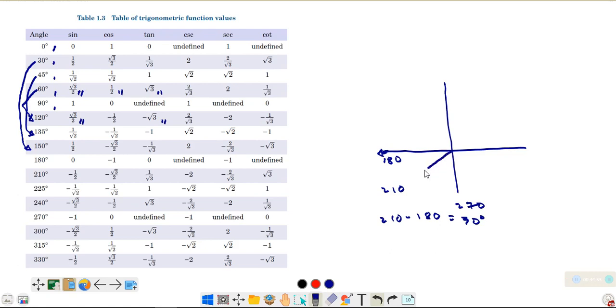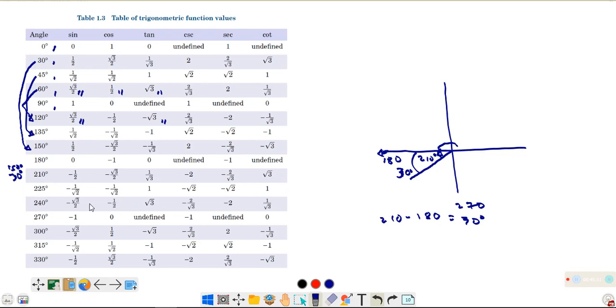So, maglagay tayo dito ng 30-degree angle. This is now your 210-degree angle. And the reference angle is just 30 degrees. So, si 210 ay coterminal with 30 degrees at saka 150 degrees. Same sila ng trigonometric function values. 150, 30, at saka 210.